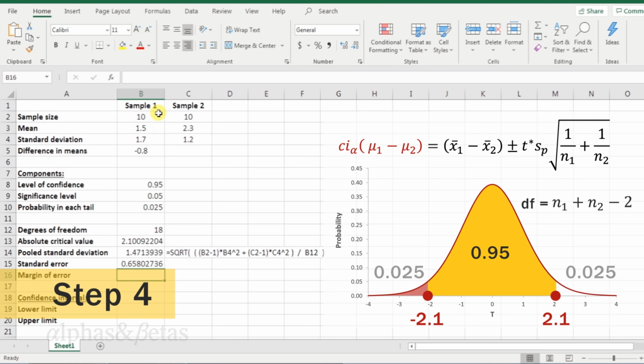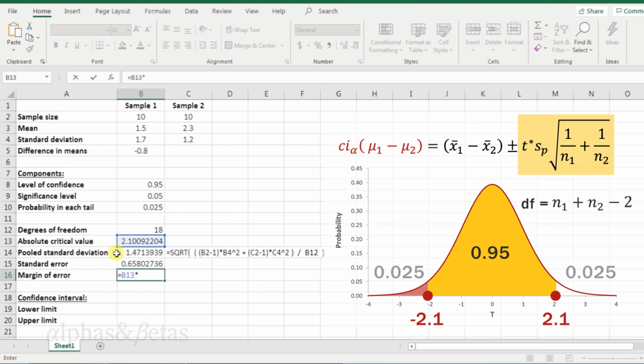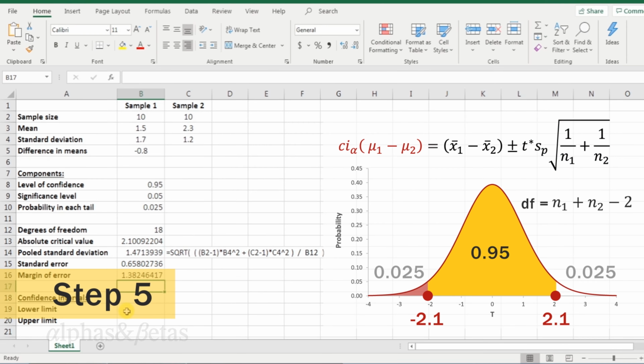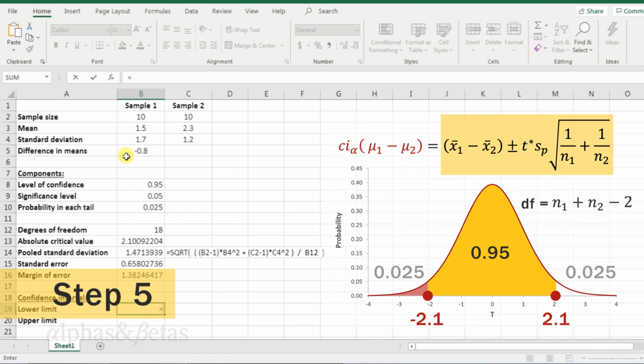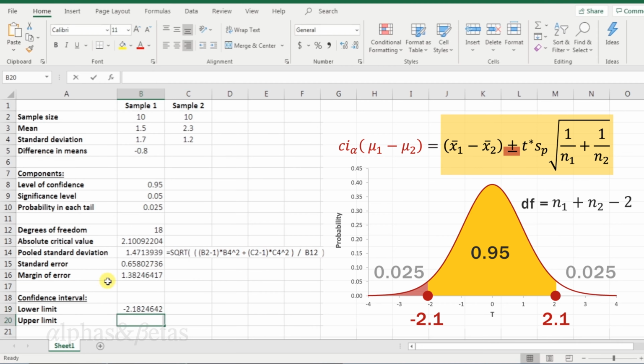Step 4. Calculate the margin of error. The margin of error is the critical value times the standard error. Step 5. Construct the confidence interval. The lower limit is the sample mean, minus the margin of error. The upper limit is the sample mean, plus the margin of error. The output tells you that the 95% confidence interval is minus 2.18 to 0.58.